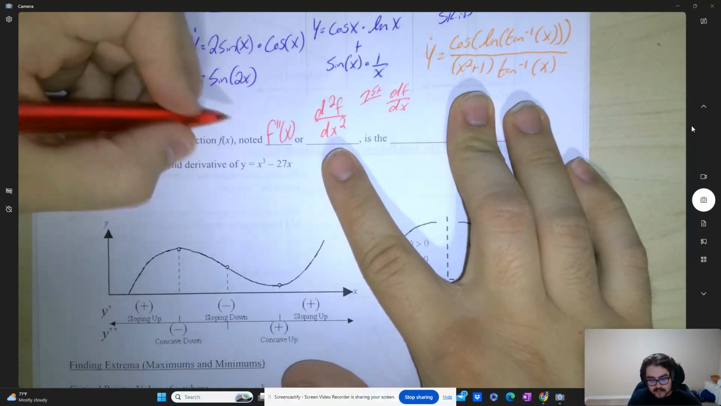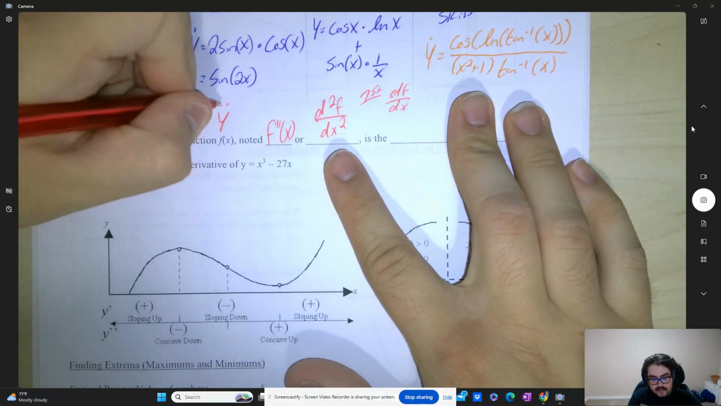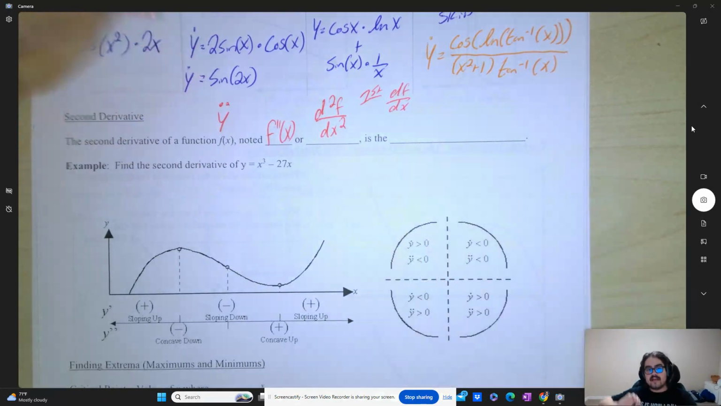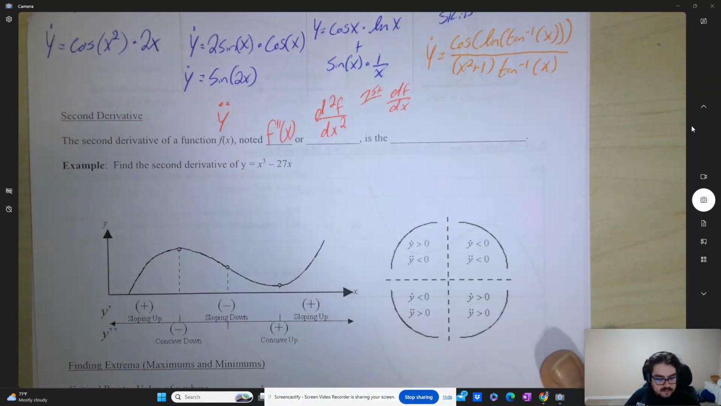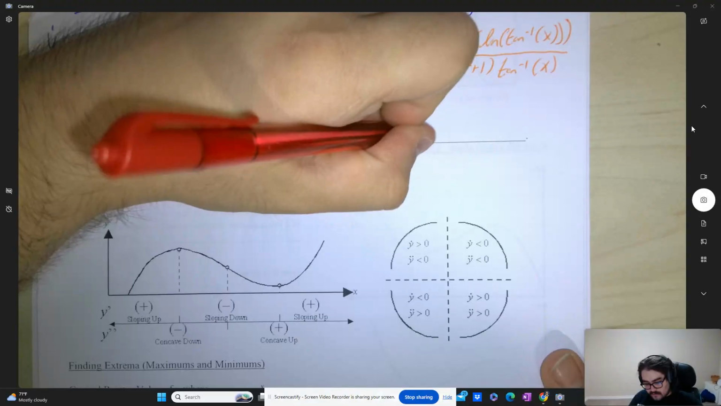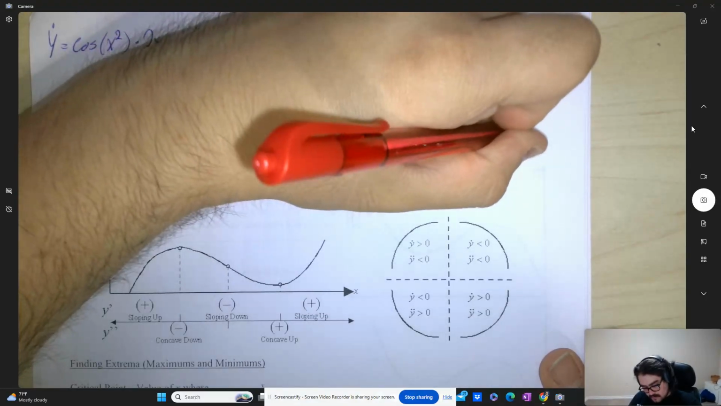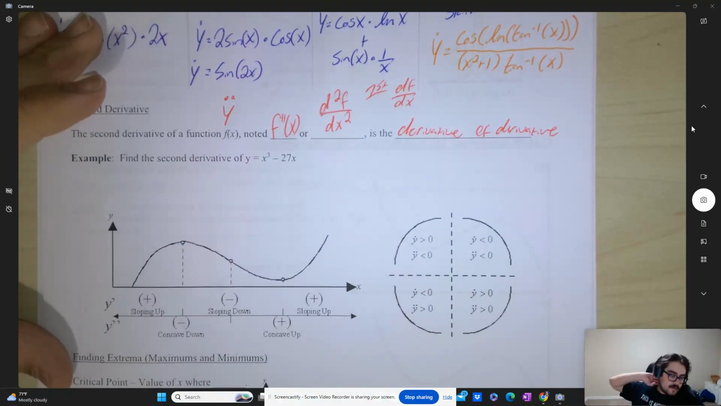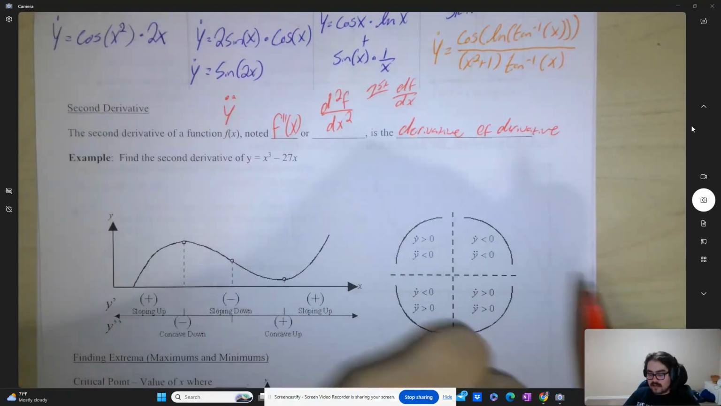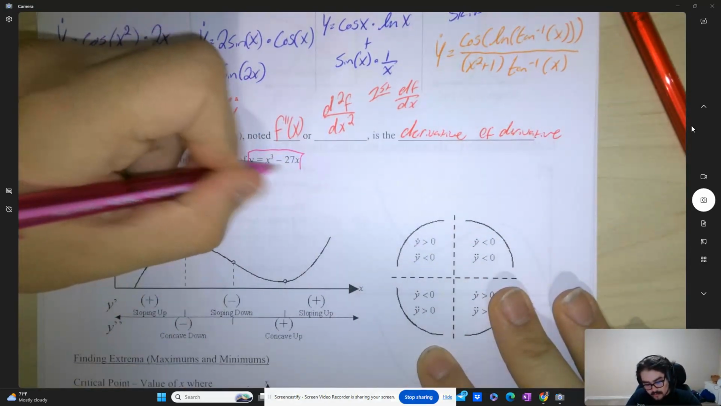Okay, another way to denote it is, for example, y with 2 dots above it. So every dot above the letter is one level of derivative. So 2 dots would be a second derivative. Okay, this is called the derivative of the derivative, or the second derivative. Now, to find the second derivative of this function right here, all you have to do is take the derivative once, and then guess what?